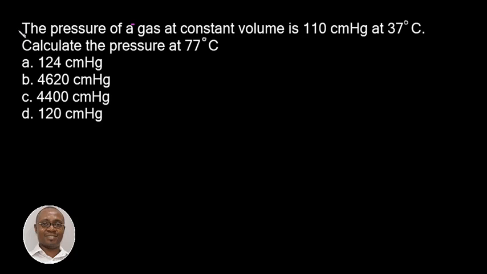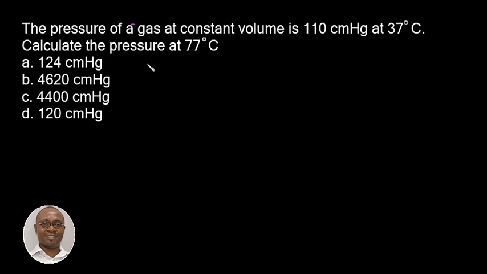This is JAMB Physics 2017, which goes thus. The pressure of a gas at constant volume is 110 centimeters mercury at 37 degrees Celsius. Calculate the pressure at 77 degrees Celsius.